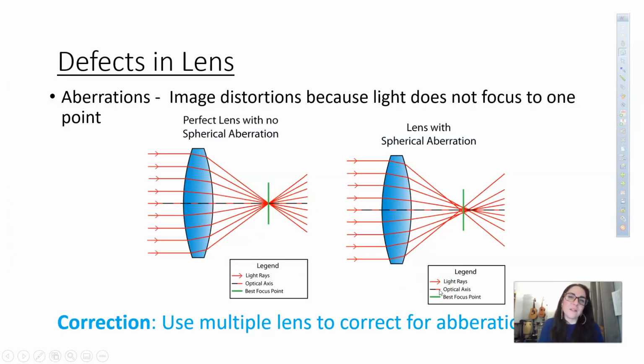So another defect in lens is called aberrations. That's what happens when the light doesn't focus to one point. So it turns out that most lenses are not perfect. As you can see on the left, this is perfect with no aberration. And notice the difference here, right? There are several different focal points, which means you don't get a clear image. This is the bane of our existence in a lot of telescope imaging.